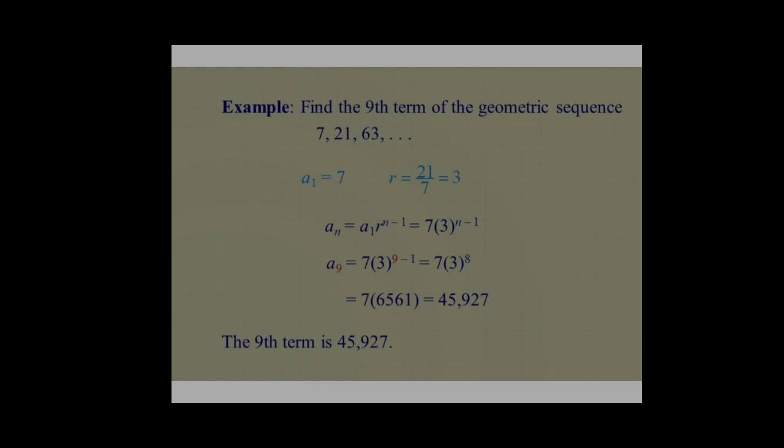So a sub 9 equals 7 times 3, which is the ratio, to the n minus 1, where n is 9, minus 1, equals 7 times the quantity 3 to the 8th power. 3 to the 8th power is 6561. So 7 times 6561 equals 45,927. So that is the ninth term of the sequence.